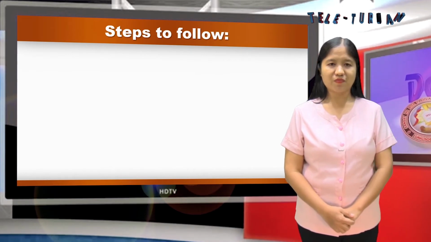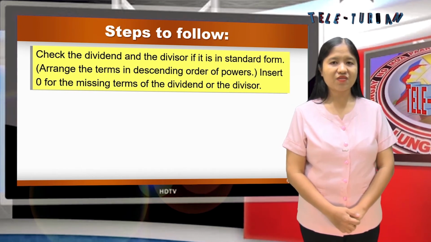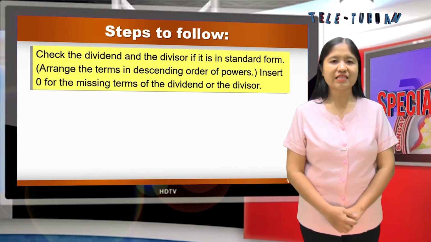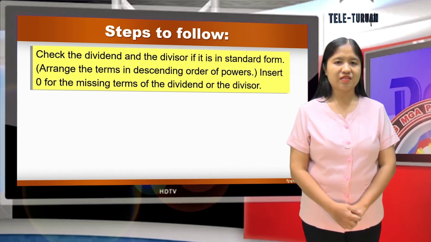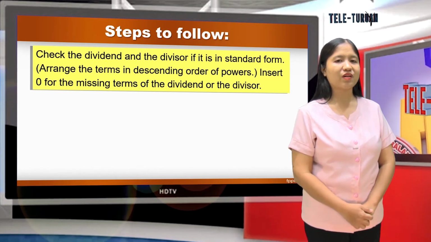Number 1, check the dividend and the divisor if it is in standard form. Arrange the terms in descending order of powers. Insert 0 for the missing terms of the dividend or the divisor.